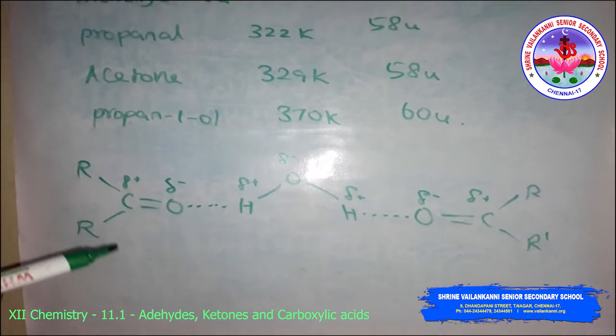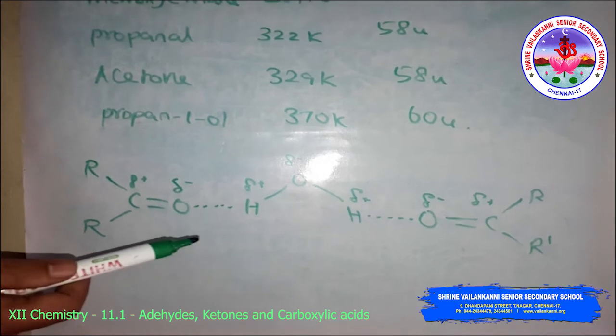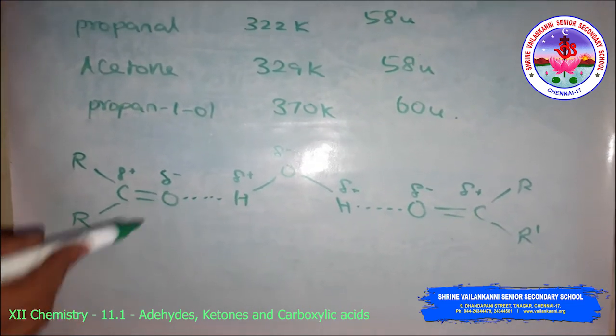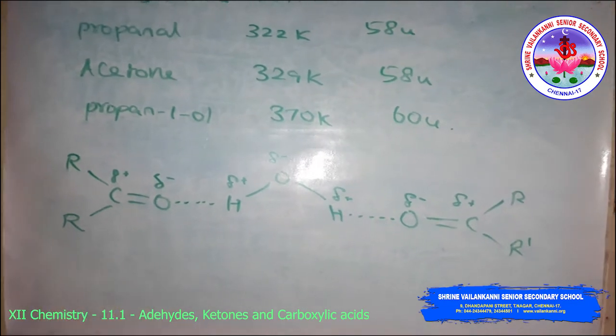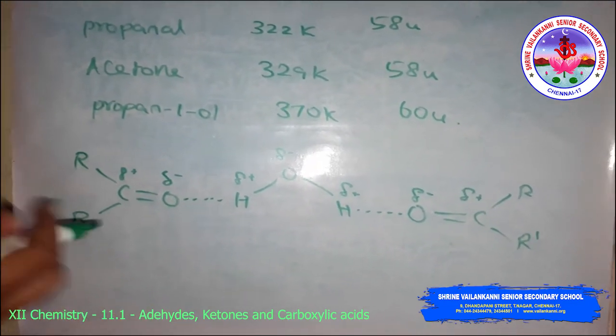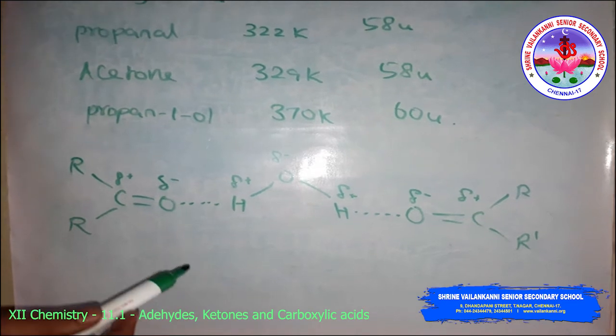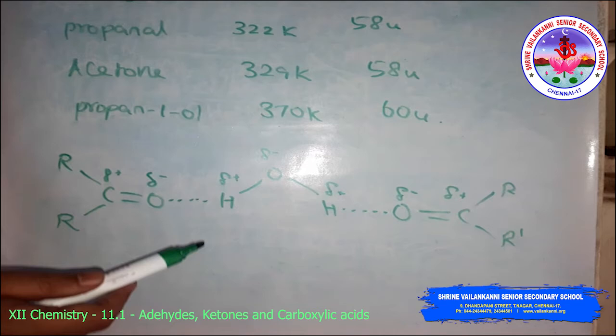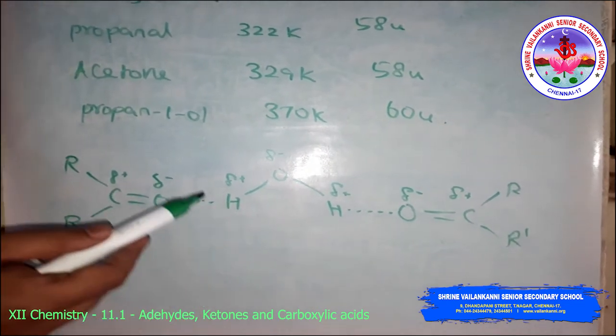However, the solubility of aldehydes and ketones decreases rapidly on increasing the length of the alkyl chain. Suppose you increase the chain, the solubility decreases. And all aldehydes and ketones are fairly soluble in organic solvents like benzene, ether, methanol, chloroform, acetone, like this.